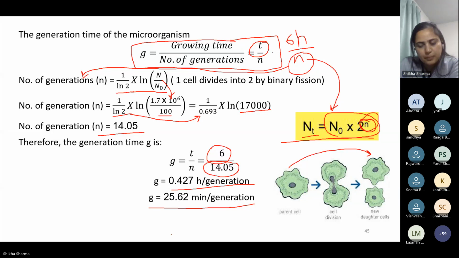Is this formula only for microorganisms that undergo binary fission? It works only for those microorganisms. Most of the microorganisms undergo binary fission, and most of them grow logarithmically.